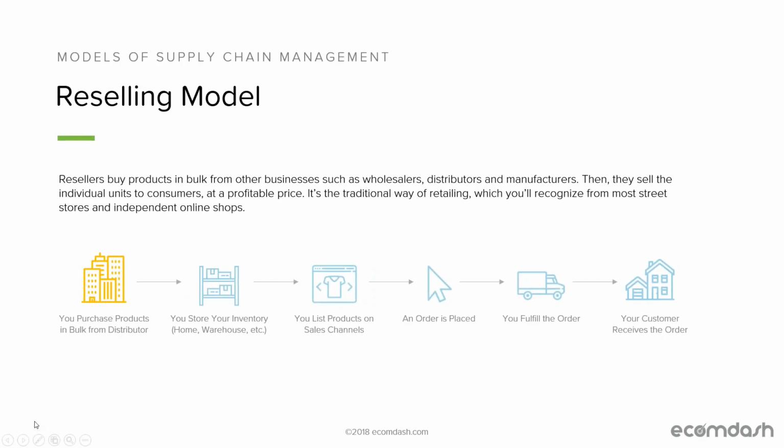Then we've got the reselling model. This is going to be the most recognizable to most people, which is just buying them in bulk from other businesses such as wholesalers, distributors, or manufacturers, and turning around, listing those items online and fulfilling those orders, whether it's something where you have the products on site, or if you have an off-site fulfillment center. Ultimately, you are purchasing these items in bulk and then reselling them out.